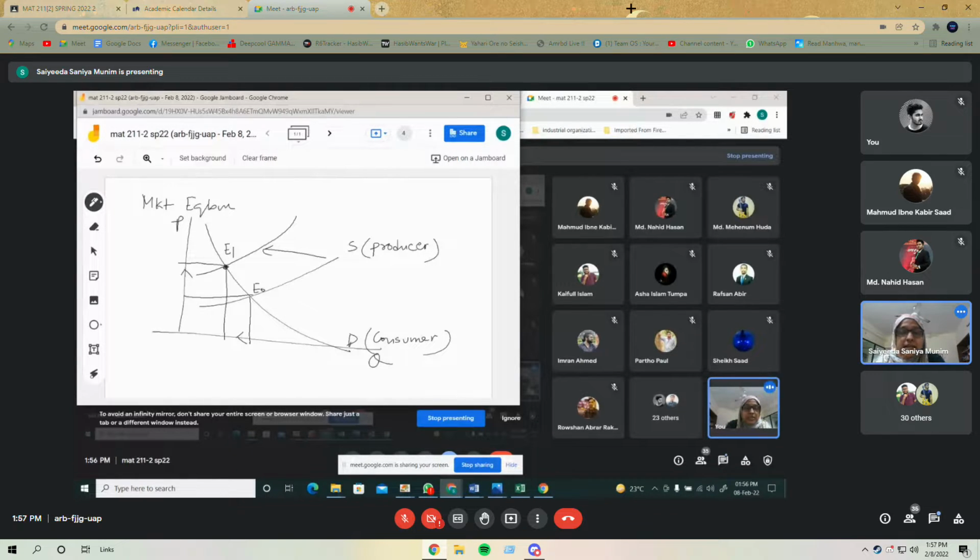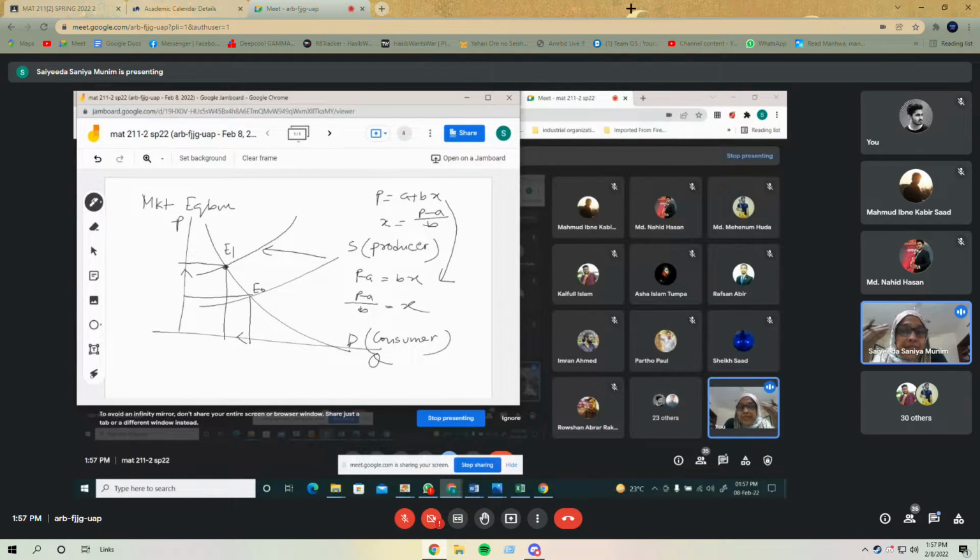Always ask questions. If I say that P is equal to A plus BX, and then I say, okay, X is equal to P minus A by B, you can always ask me how. Then I can explain that, yes, there is a step-by-step procedure. How? We take A on the other side, then we divide both sides by B, and that's how we get X equals P minus A by B.